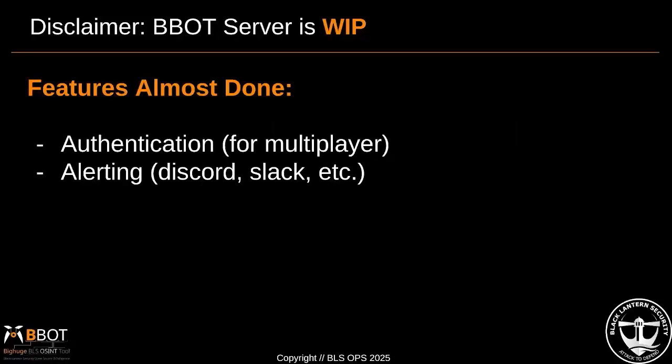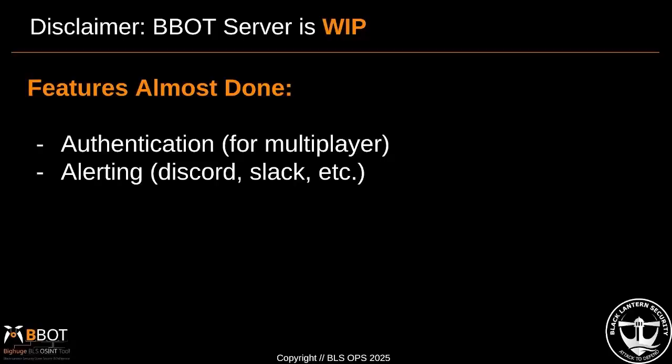All right, features that are almost done. These features will be done very soon, and I'm prioritizing them. The first one is authentication. We want authentication first so we can start doing multiplayer: spin up an instance in the cloud, secure the API with an API key, and put that key in your local config.